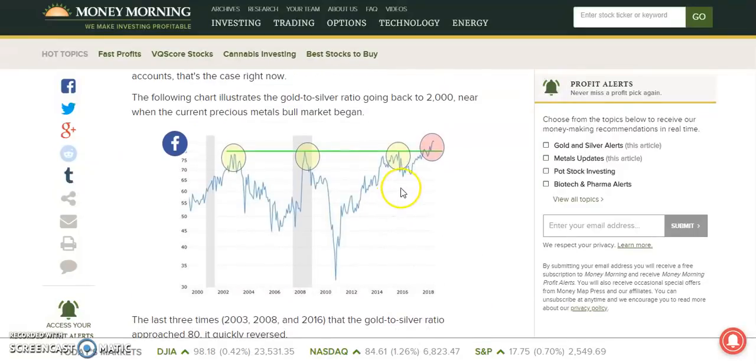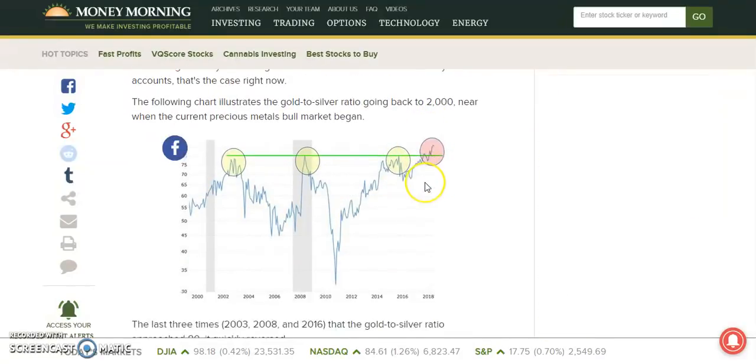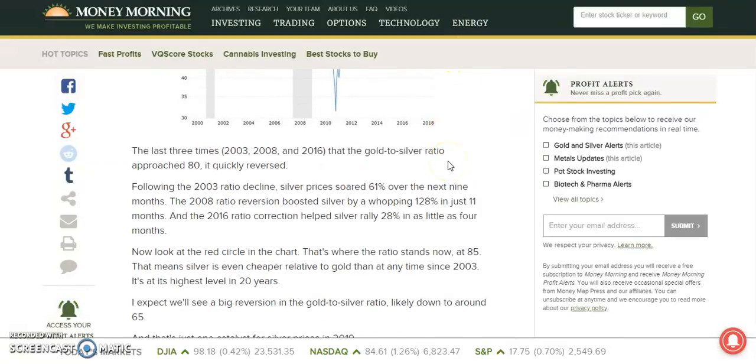So they're saying as soon as it approaches 80 to 1, there's a huge correction that always comes. It was 61% the first time, 128% the second time, and then 28%. So a correction does happen. We're looking at around a 30 to 70% chance of rallying or profit, a 70% profit margin. So this is just something to keep in mind, looking at potential.